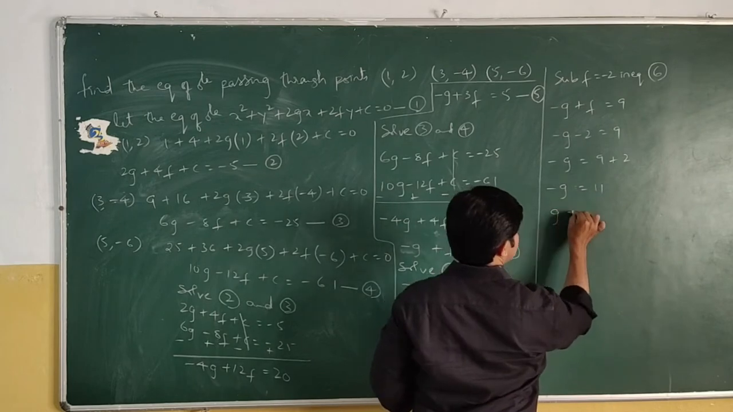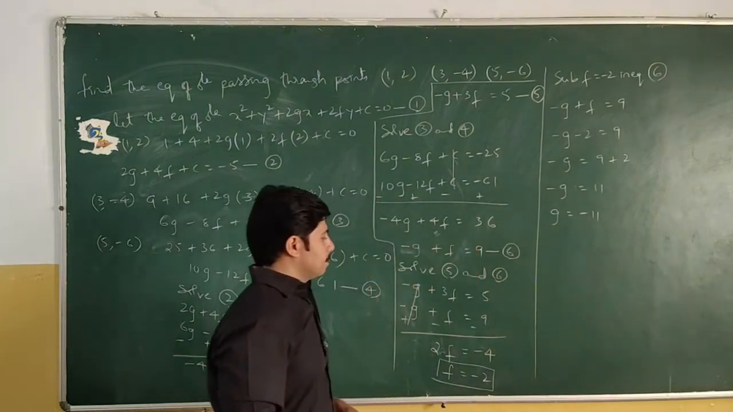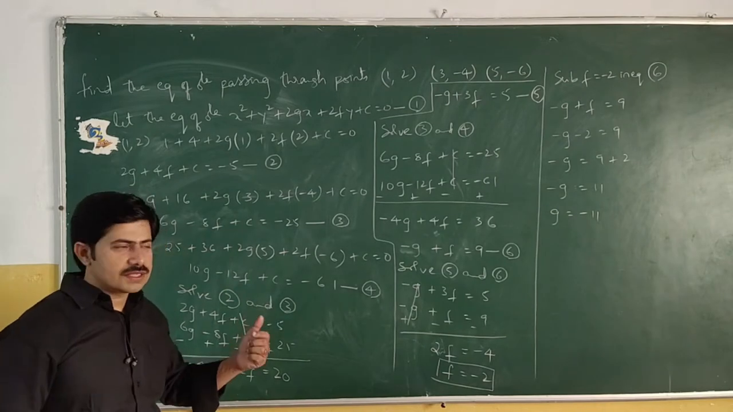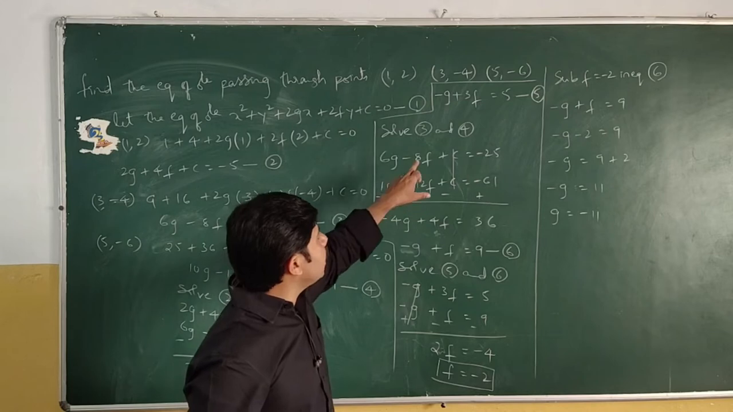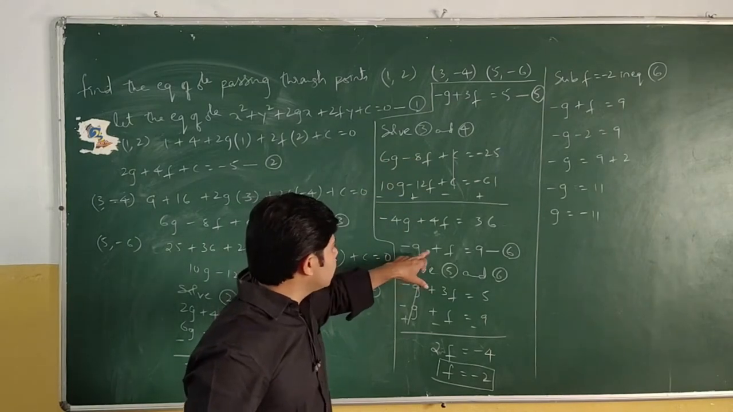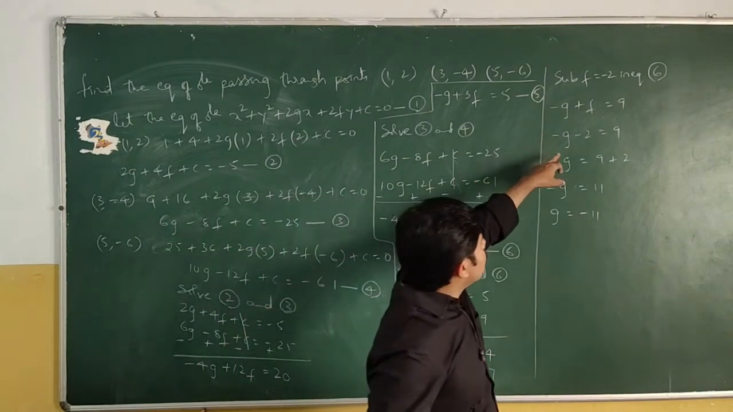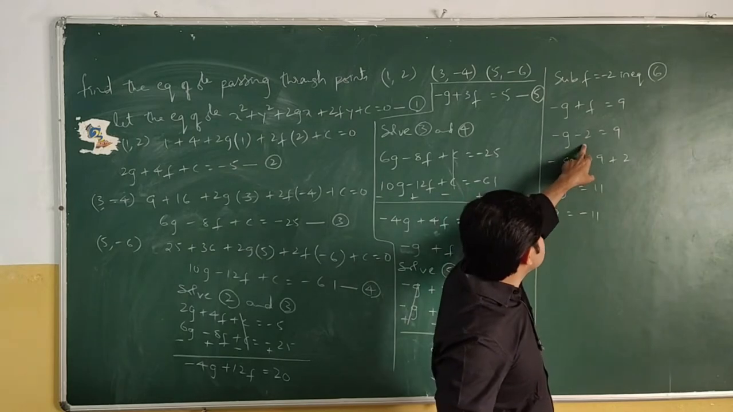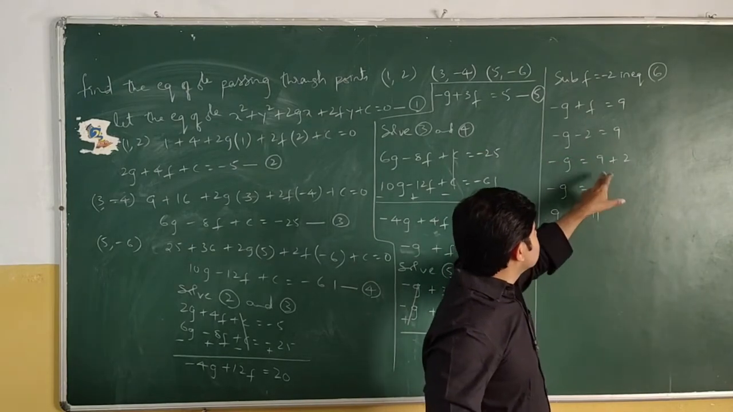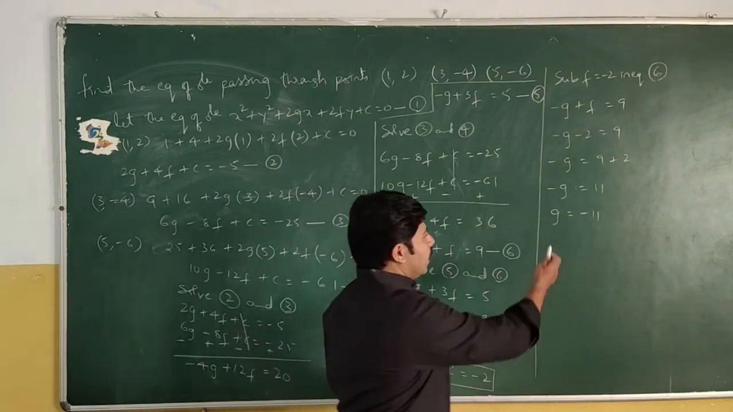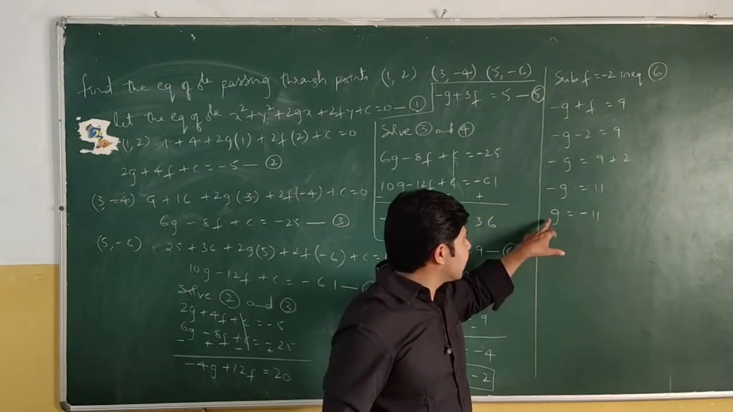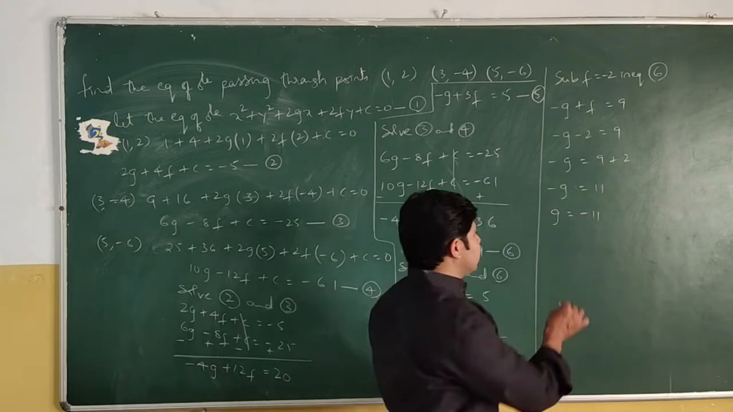So what is g value we are getting? Minus 11. G value is minus 11. F is equal to minus 2, I am substituting in equation 6. Minus g plus f is equal to 9. So minus g plus f, f value is minus 2, is equal to 9. So when we transpose, minus 2 is plus 2. Minus g is 11, and multiply both sides by minus sign. So g value is minus 11.